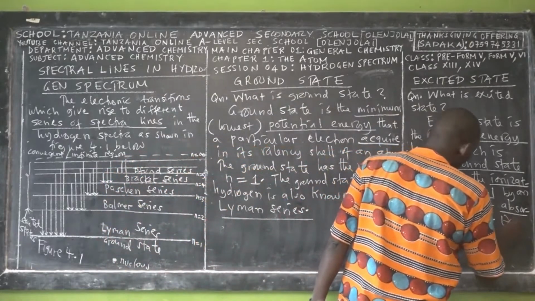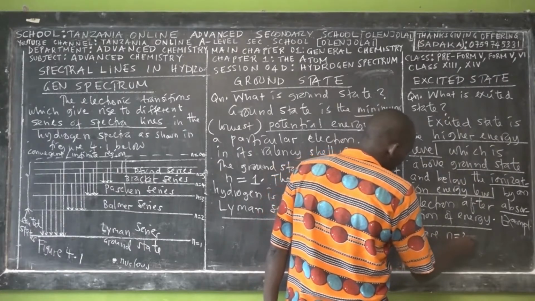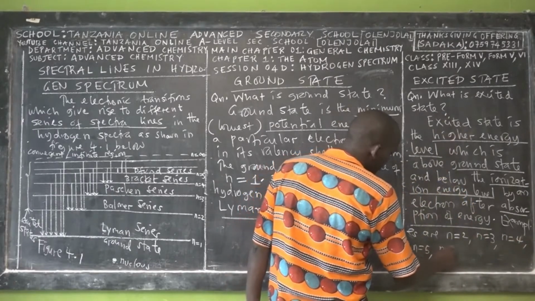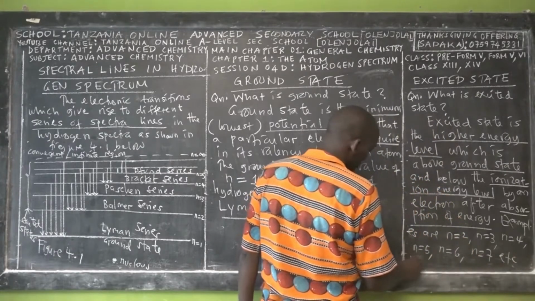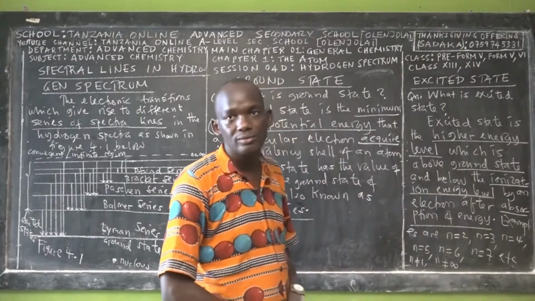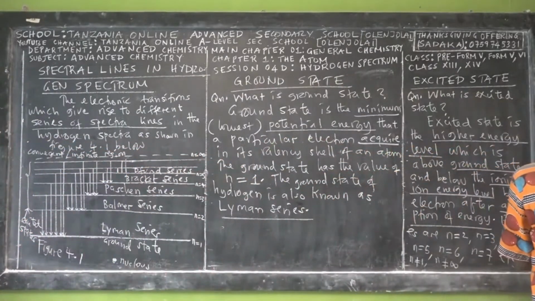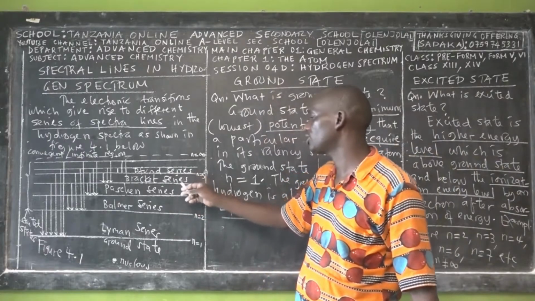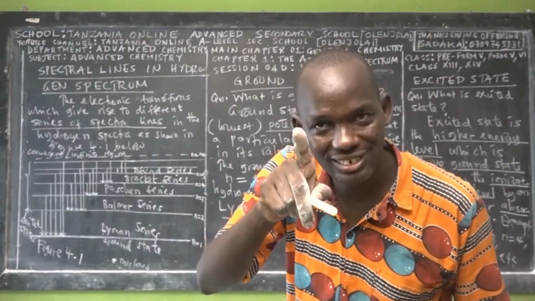So for examples, we have so many excited states. Examples of excited states are n is equal to 2, n is equal to 3, n is equal to 4, n is equal to 5, n is equal to 6, n is equal to 7, etc. But when n is equal to 1, that's not an excited state. And also when n is equal to infinity, that's not an excited state. So n is equal to 2, 3, 4, 5, 6, 7 are excited states, but n is equal to 1 and n is equal to infinity are not. Do you understand what I am teaching you? Please tell me in the comment section.